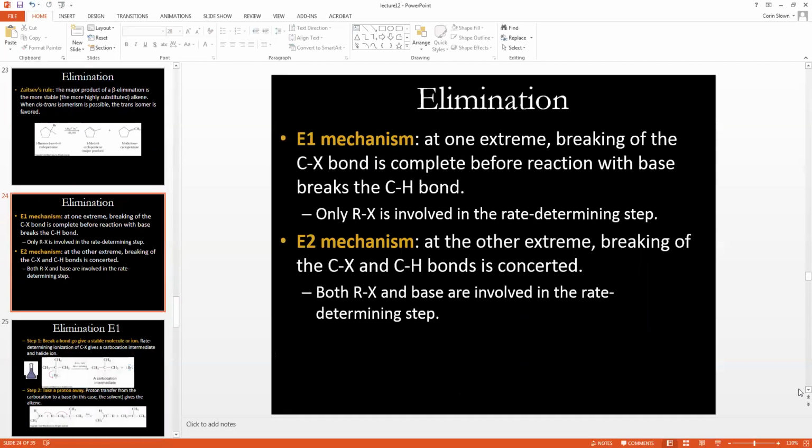In an E1 elimination mechanism, this is one extreme where I break the carbon-halogen bond completely before I react with the base to break the carbon-hydrogen bond. So only RX is involved in the rate-determining step. Whereas in E2 mechanisms, I break the carbon-halogen bond and the carbon-hydrogen bond at the same time. That's what we refer to as a concerted reaction mechanism. They happen at the same time. So both RX and the base are involved in the rate-determining step.